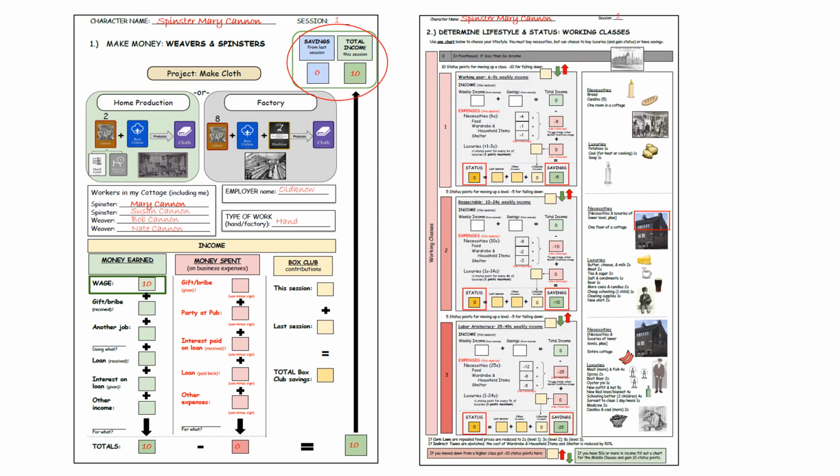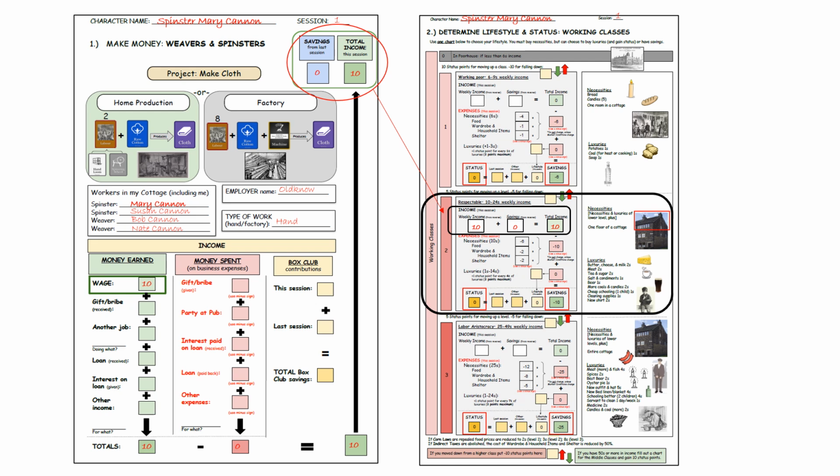So the next thing that Mary Cannon has to do is fill out her determined lifestyle and status worksheet for the working classes. And she will use the savings and income that she determined on her Make Money worksheet for the same session. Again, she's filling out only the boxes for the level she belongs to, level 2, of people who make between 10 and 24 shillings weekly. She makes 10 shillings. The first thing she does is fill out the weekly income boxes with her wage, 10 shillings, her savings, 0. She adds them up, and she has a total income of 10.